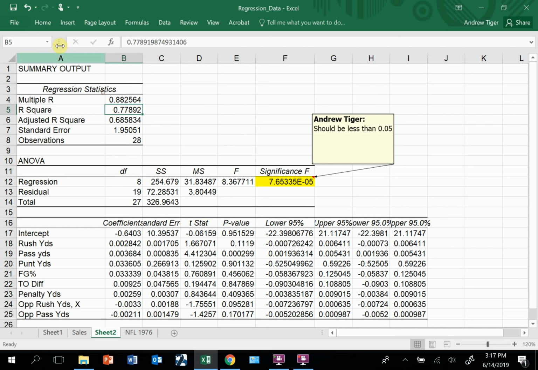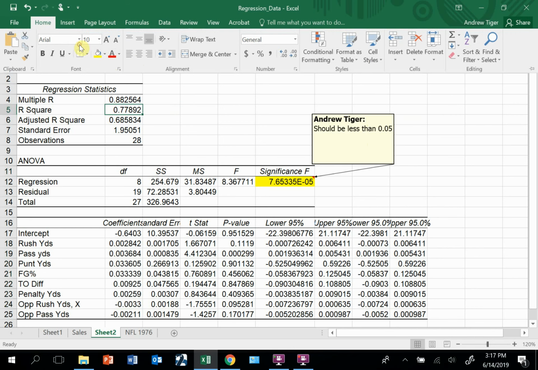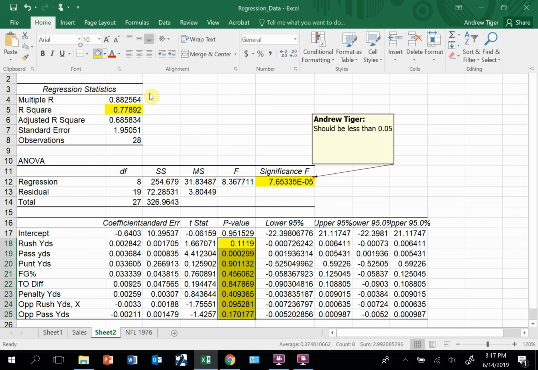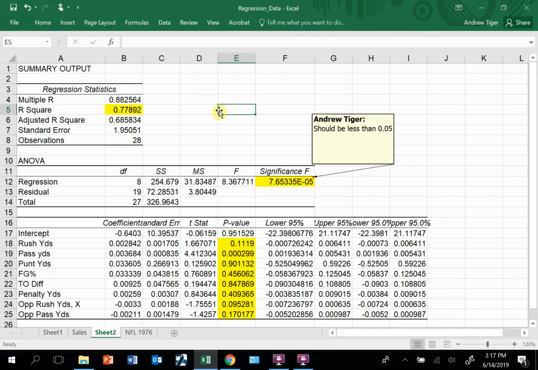The next thing you can look at is R squared. The R squared tells you the amount of variability that's accounted for in your model. And you can see out of 100%, almost 78% is accounted for in our model. So it's a really good model. It's useful. The third thing you should look at is all of these p-values. These p-values tell you which of these are the most important.